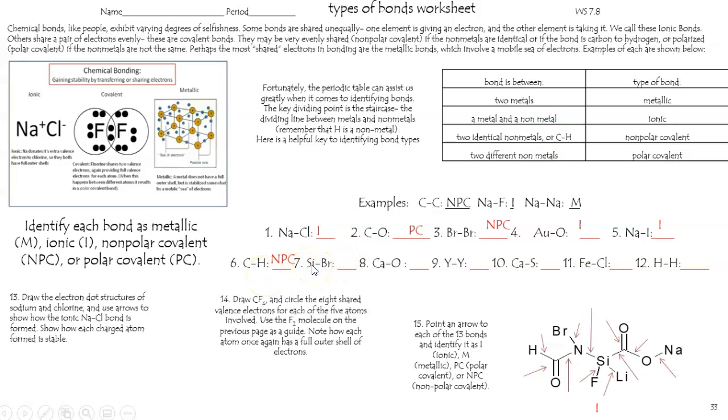Just barely a nonmetal. The metalloids that are to the right of the staircase, we count them as nonmetal just to give us a clean answer. This would be non-identical nonmetals, therefore polar covalent. Metal, nonmetal, ionic. Metals, so metallic. Metal, nonmetal, ionic. Identical nonmetals. Remember what we said about hydrogen? Nonpolar covalent.